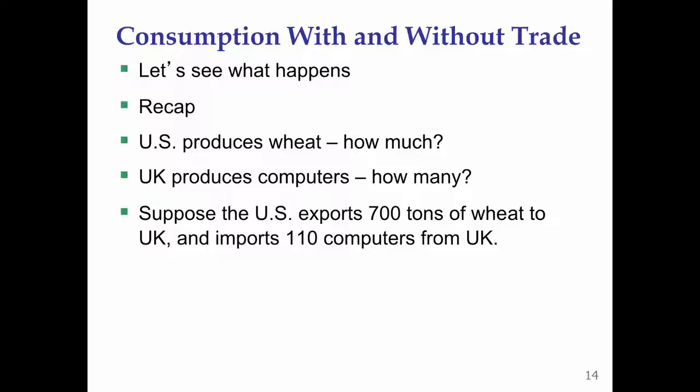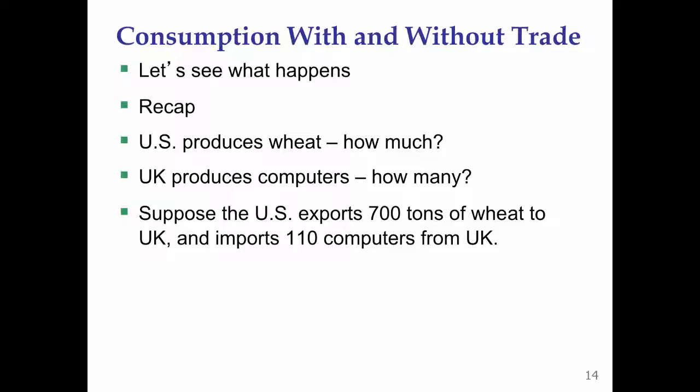So we'll trade some of your wheat for some of our chickens, or some of your wheat for some of our pottery. And so that's the sort of idea that we're going to look at here, because exchange rates just get a bit complicated. So we're going to say that the US produces the wheat and is willing to export 700 tons of wheat to the UK. And in return, the UK will export 110 computers to the US.